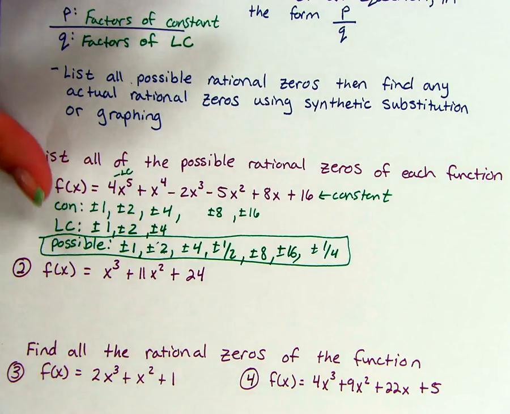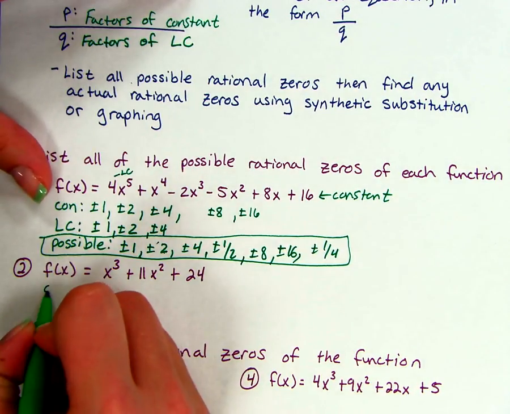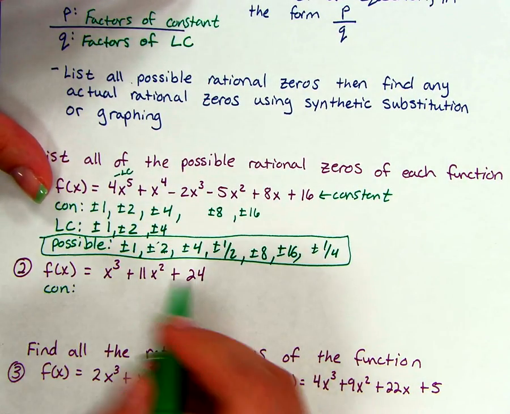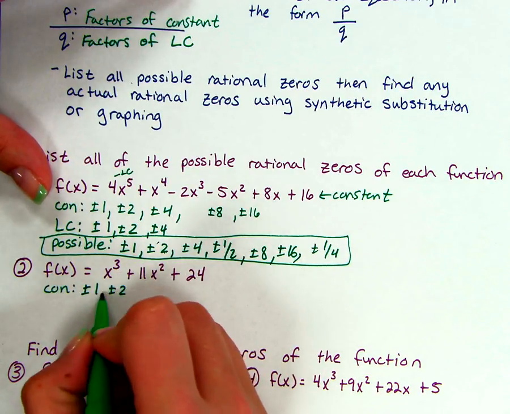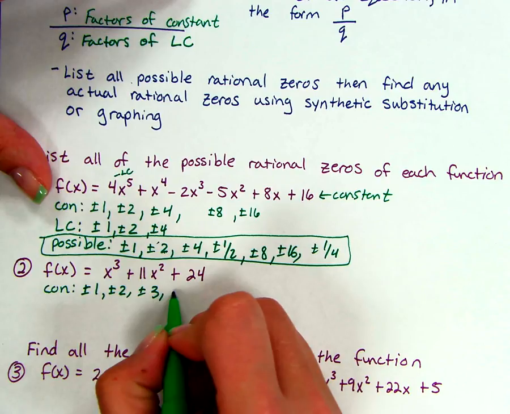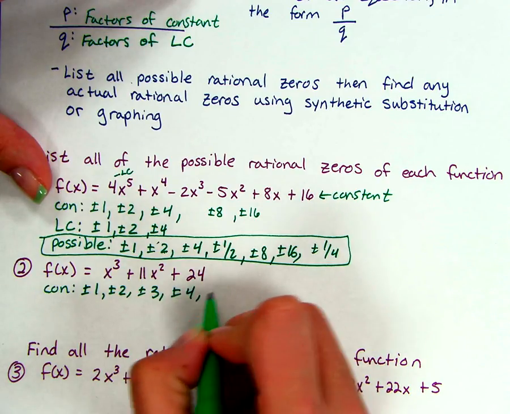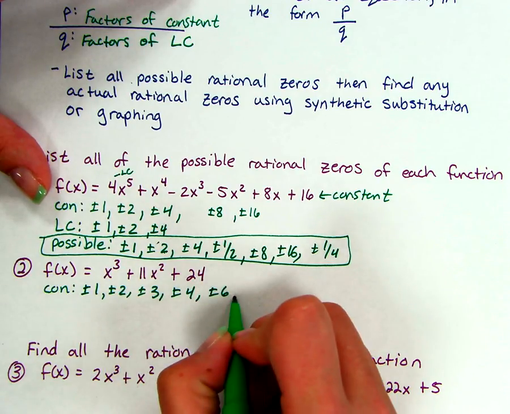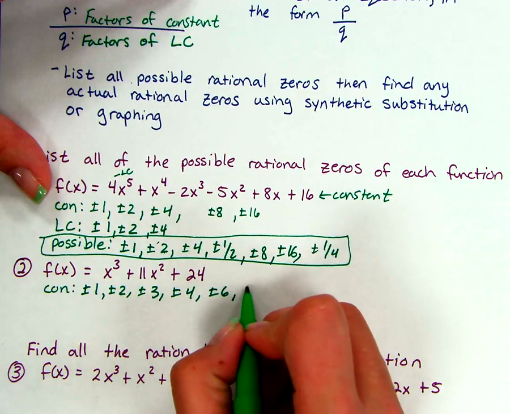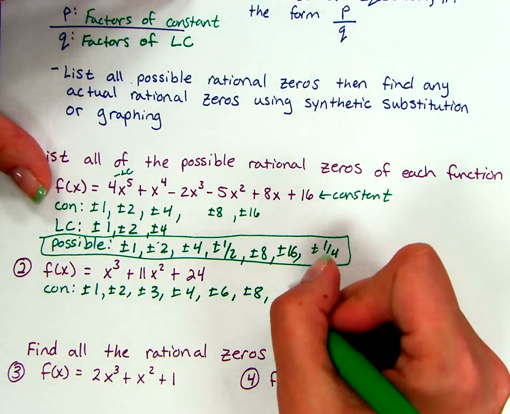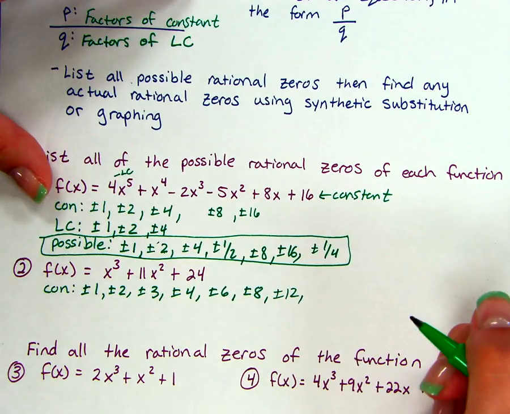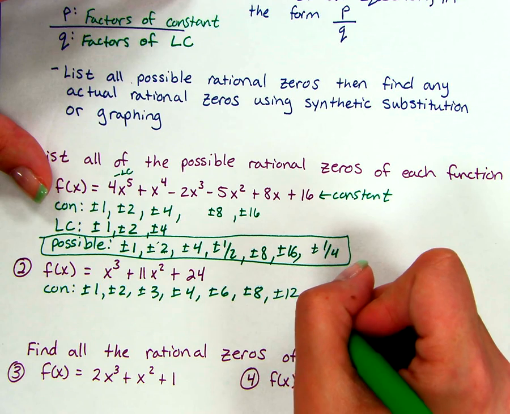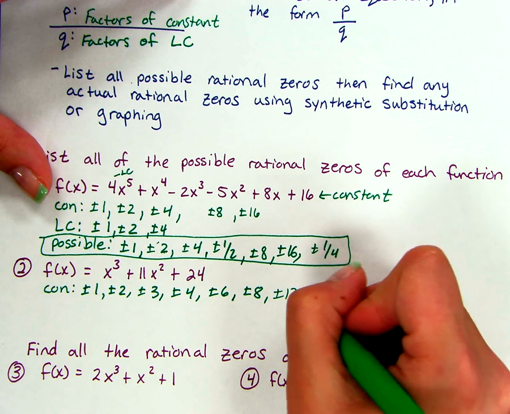If we do one more example like that, again we need the factors of the constant. In this case it's 24. So 1 divides into 24, 2, 3 divides into 24, 4 divides into 24, 6 divides into 24, 7 doesn't, 8 divides into 24, 9 does not divide into it, 10 does not, 11 does not, and then 12 does, and 24 is the last one.